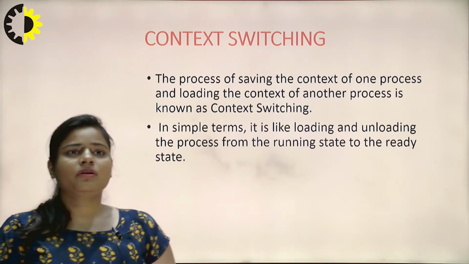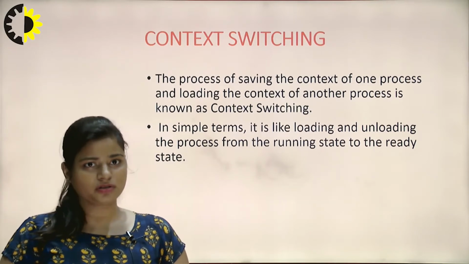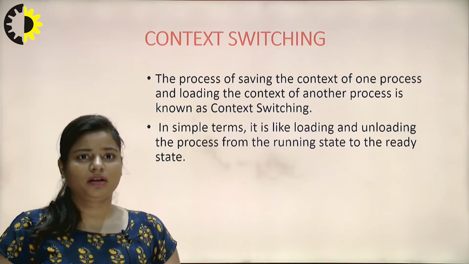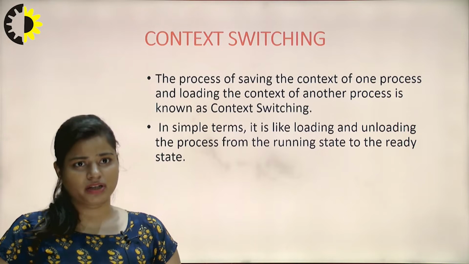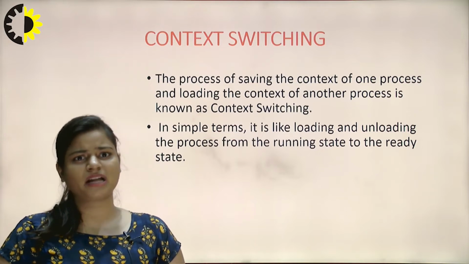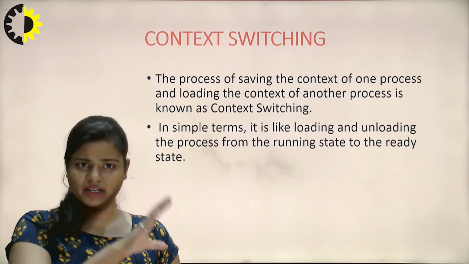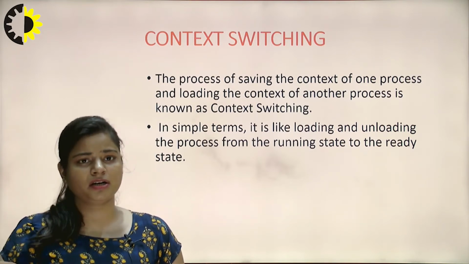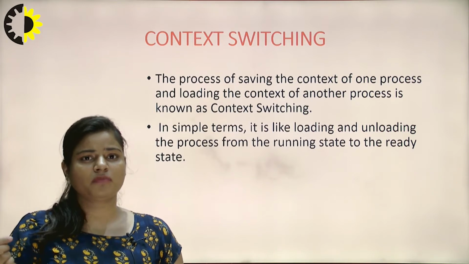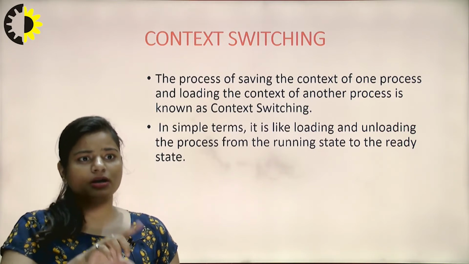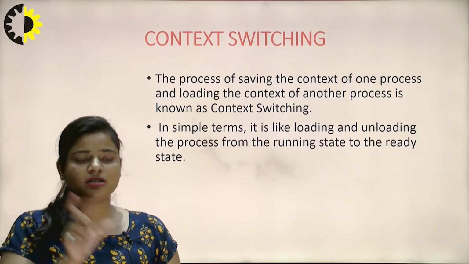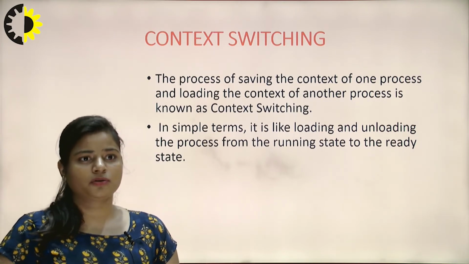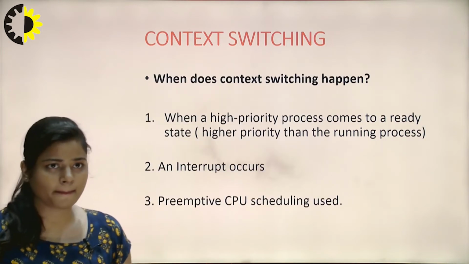So next we are going to learn about context switching. The process of saving the context of one process and loading the context of another process is known as context switching. In simple terms, it is like loading and unloading the process from running state to the ready state. We have already learned about the ready state and the running state. So if a process wants to come from the ready state to running state or running state to ready state, then this process we can call context switching. So let's learn more about it.